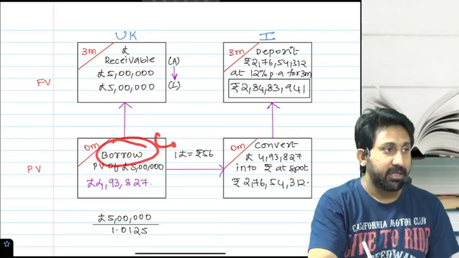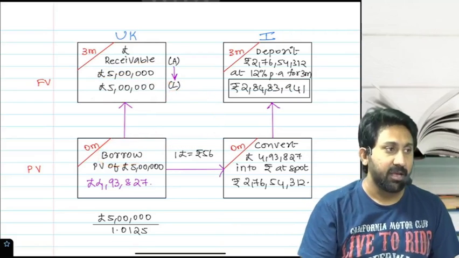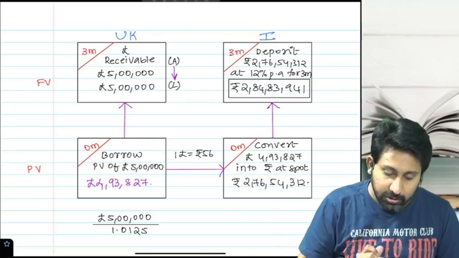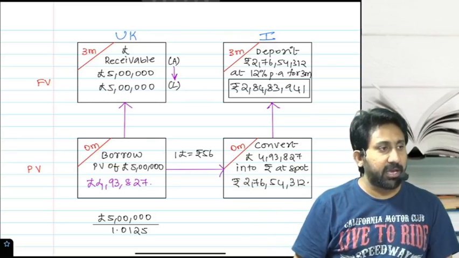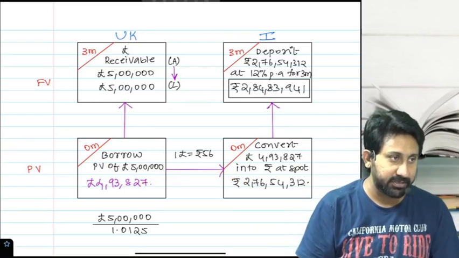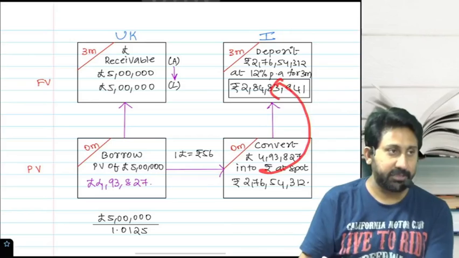Borrowing is a liability. This liability has to mature to 5 lakh. Means I need not borrow 5 lakh; I need to borrow the present value of 5 lakh. So you borrowed this much amount. Immediately convert into rupees and deposit in rupees. That deposit will mature to this much.